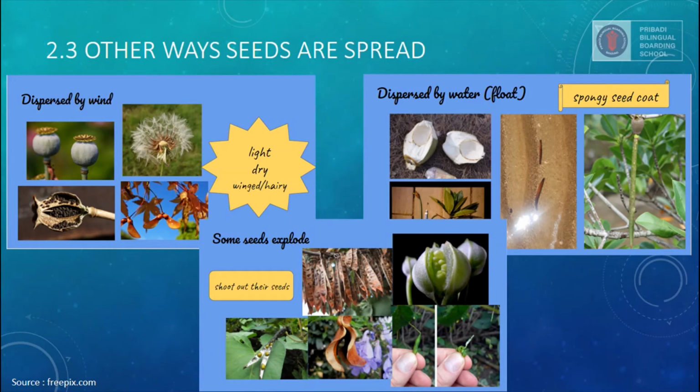Then other ways the seeds are spread are by explosion. Some seeds explode and shoot out their seeds. Usually it's a bean pod or the bean plant family. So when the pod is dry, it will crack open and let the seed shoot out.